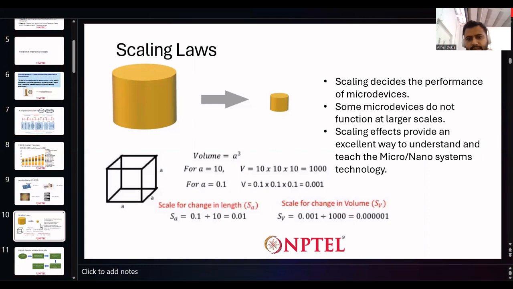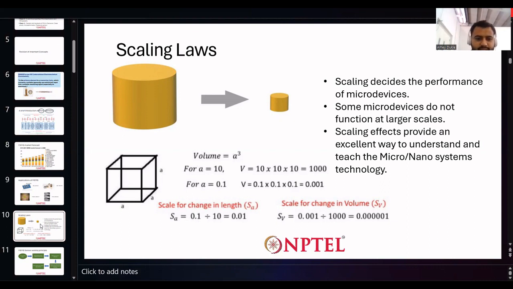So what is the major advantage of scaling it down? When you scale down, some laws of nature actually change. If you look at microfluidics per se, compared to the normal fluid flow, in microfluidics the flow is mainly laminar in nature. It is not turbulent. Those are the things which actually happen at the micro scale. That is something for which the scaling laws actually matter.